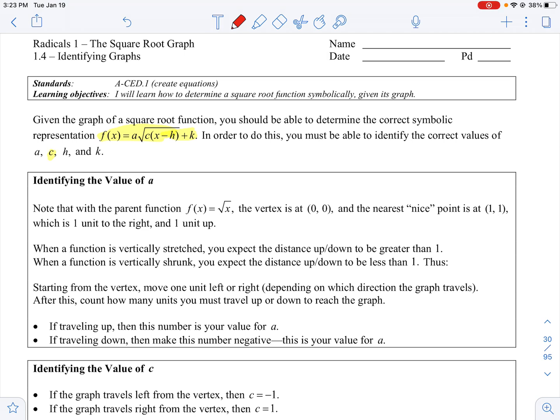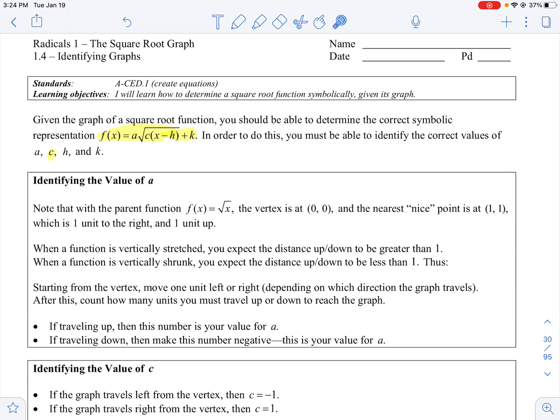Today's lesson is to identify the symbolic representation of a square root function. We'll start with f of x equals a square root of c times x minus h plus k on the outside. Of course, in order for us to fulfill this, we need to find the values of a, c, h, and k separately, and then we'll put it together.